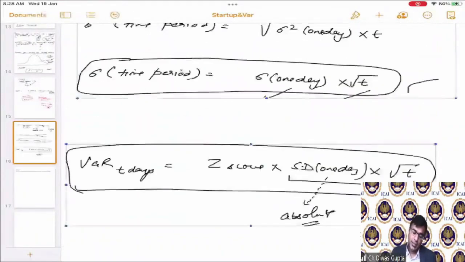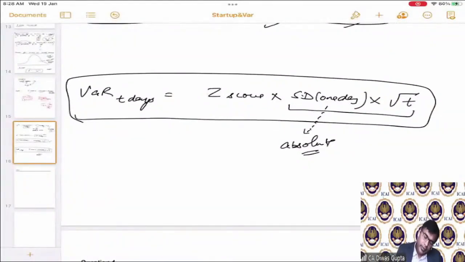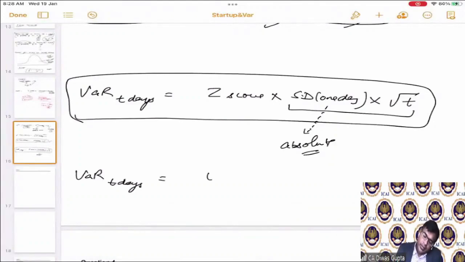And there is a last relationship also that we can put, where VaR for t days is equal to VaR for 1 day multiplied by under root t. Simple.